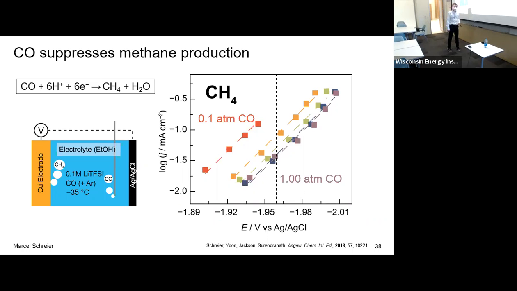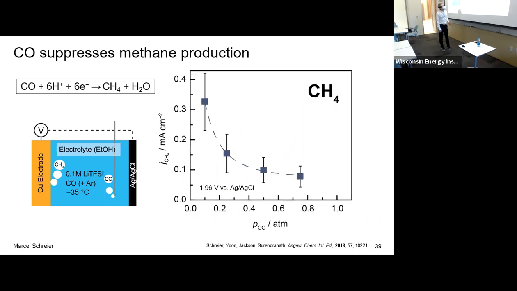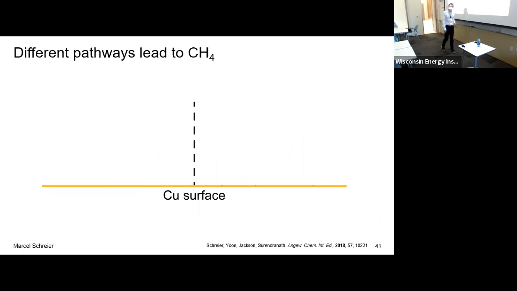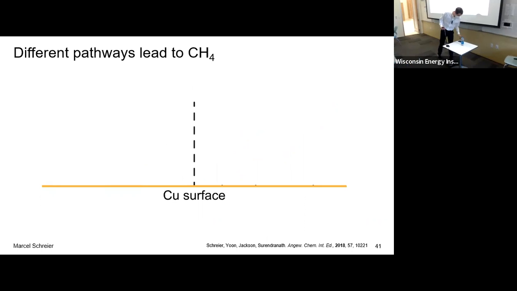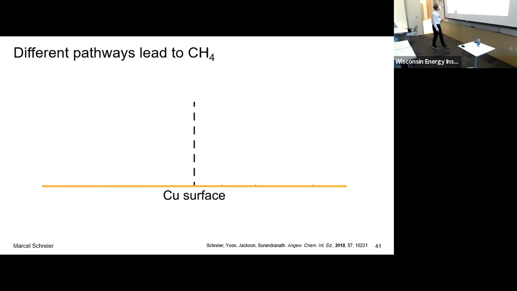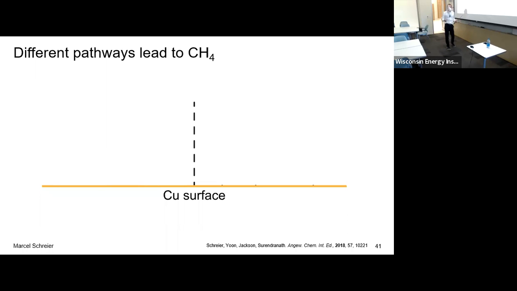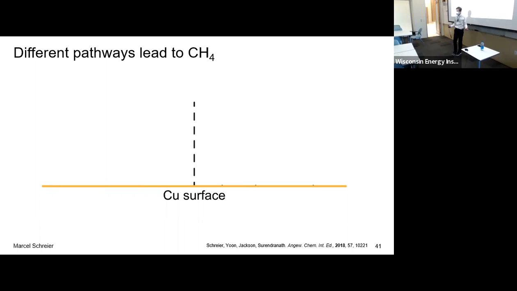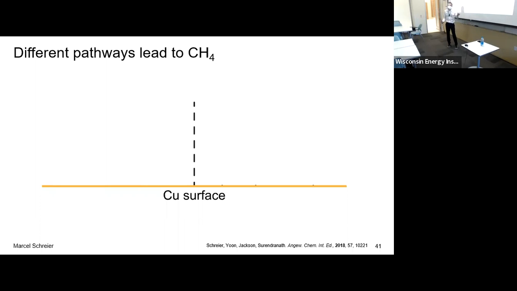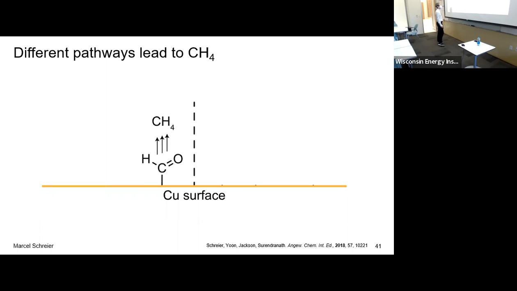Using this data, we can gain quite interesting mechanistic insight. In fact, if we look at the different pathways which lead to the production of methane, using the two observations, namely that the rate limiting step is purely chemical in nature and that the increasing amounts of CO suppress the production of methane, we can find out the chemical nature of the rate determining step of this reaction.